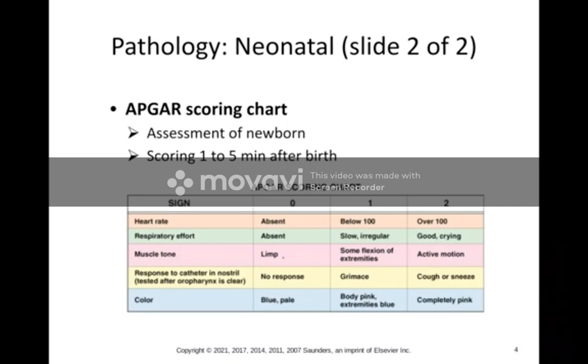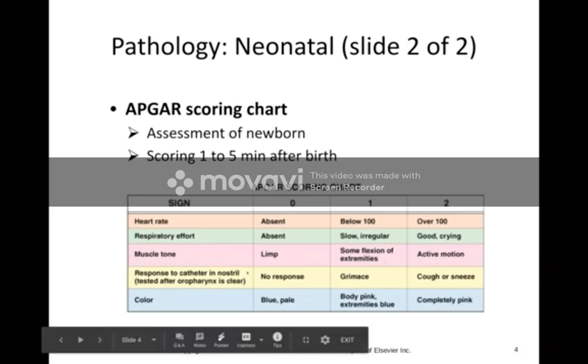Muscle tone, if it's limp, it's 0. There's some flexion, it's 1. And if there's active motion, it's 2. And then they test the nostril after the oropharynx is completely clear of amniotic fluid. So the response to the catheter in the nostril, if there's no response, the score is 0. If they grimace, the score is 1. And if they cough or sneeze, the score is 2. That's normal. Color, if they're blue and pale, it's a 0. If the body is pink but the extremities are blue, there's a 1. And if they're completely pink, then it's a 2. So obviously you want your infant to have all 2s on the APGAR scoring chart.